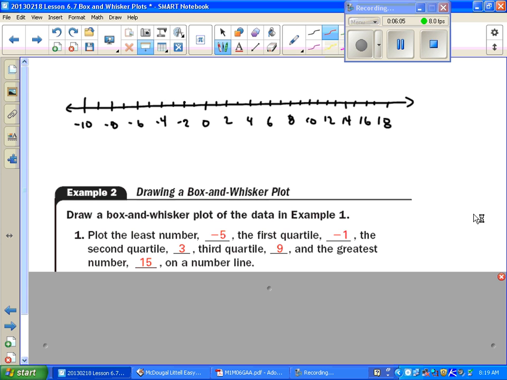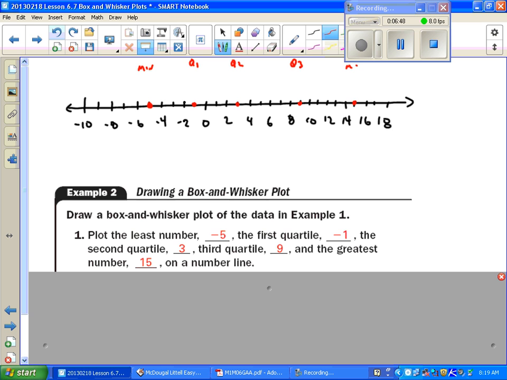Your smallest number was -5. So this will be our smallest number, or our minimum. Actually, let me get that out of the way for now. That's time we'll put it on top. That's our minimum. First quartile's value is -1. That's our Q1, our first quartile. Second quartile is going to be 3. So at 3, that's our Q2, or our median. Third quartile is at 9. That's our Q3. And then our greatest number, or our max value, is at 15.